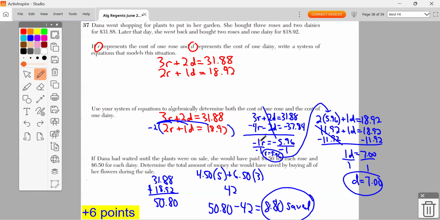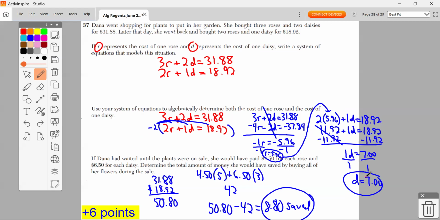3R plus -4R is -1R. 31.88 plus -37.84 is -5.96. Divide by -1, you get that the cost of 1 rose is 5.96. To solve for D, you need to take that 5.96 and sub it in for R into one of the equations. I chose the second one. You could have chosen the first one if you wanted to. 2 times 5.96 is 11.92 plus 1D equals 18.92. Get the D all by itself, minus 11.92 from both sides. Divide by 1, you get D equals 7. So 1 rose is $5.96, 1 daisy is $7.